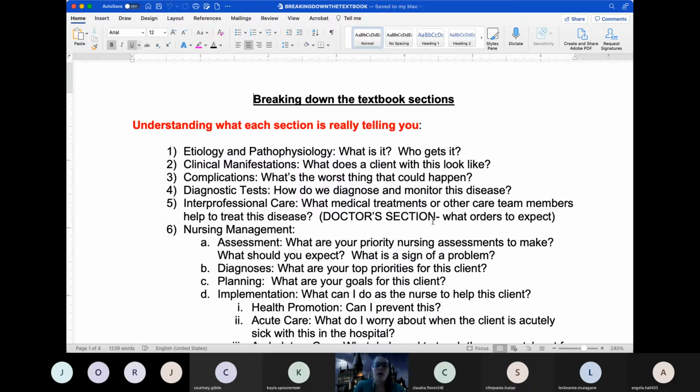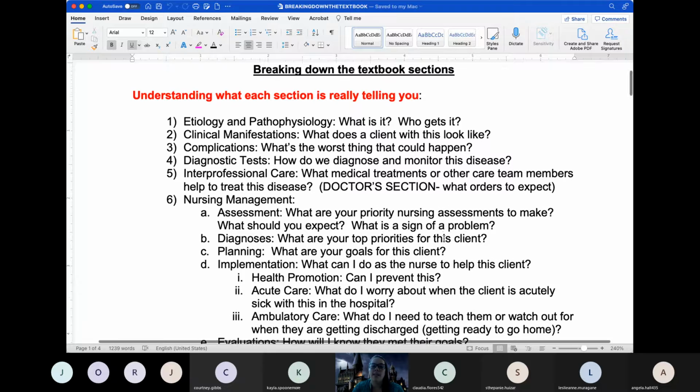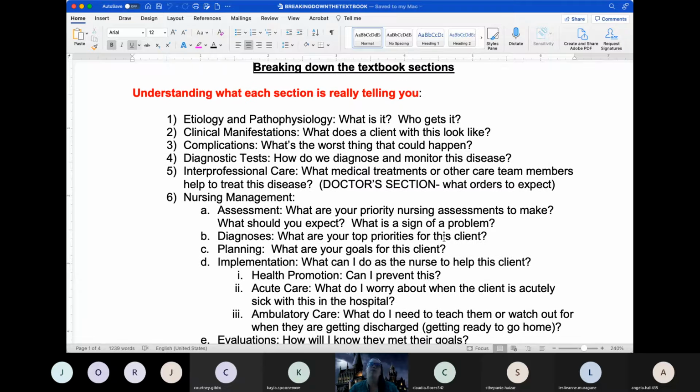So what I want to talk about first, in this first section, is that if you're one of those people that when you open the textbook, you're just like, okay, I'm going to pass out, there's so much information, I don't even know where to start, it helps to start by breaking down what each section tells you.